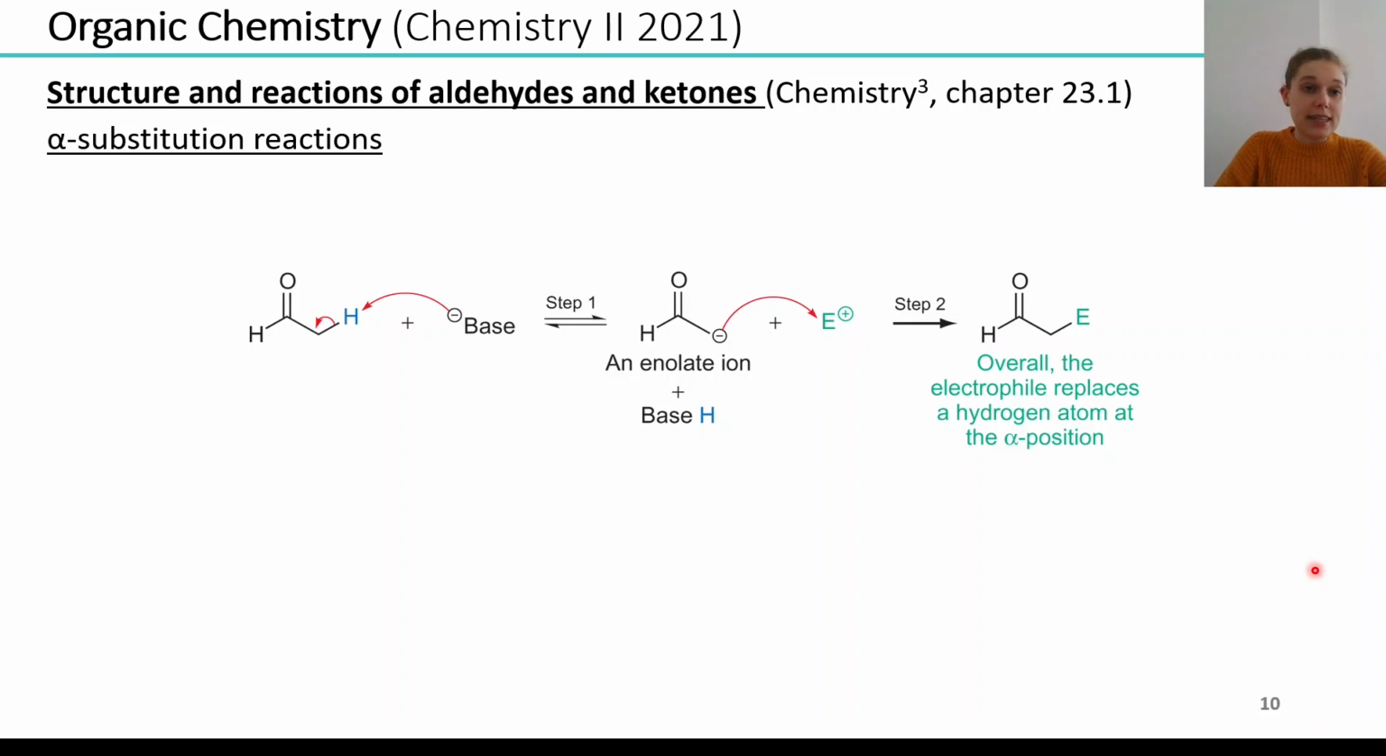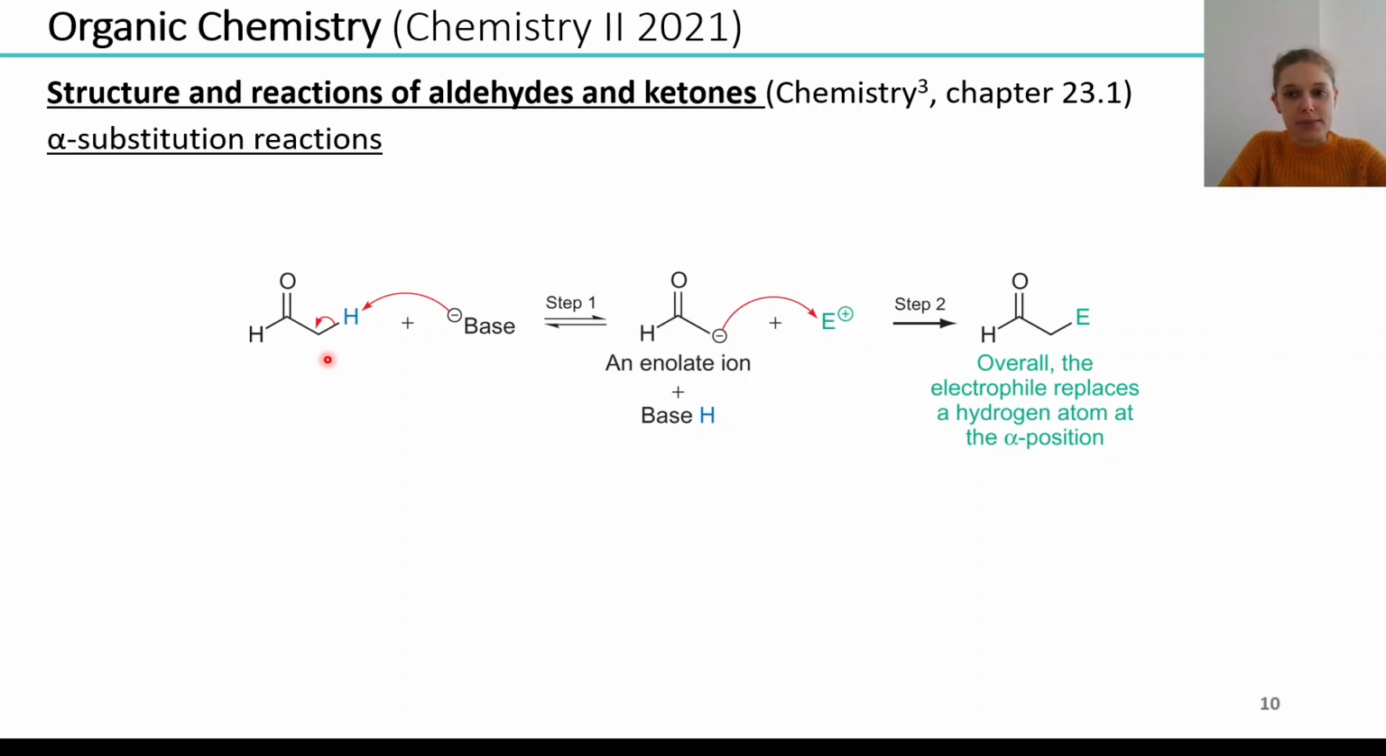The second type of reaction is an alpha substitution reaction, and an alpha substitution means that the reaction takes place at a carbon atom next to the carbon-oxygen double bond, so in alpha position. And hereby, a hydrogen atom which is attached to the alpha position is replaced by another group in a 2-step reaction.